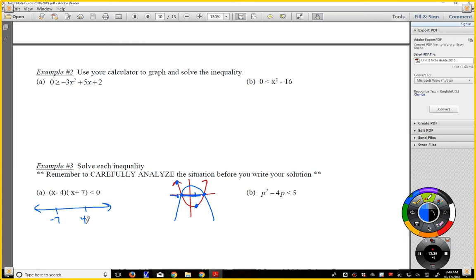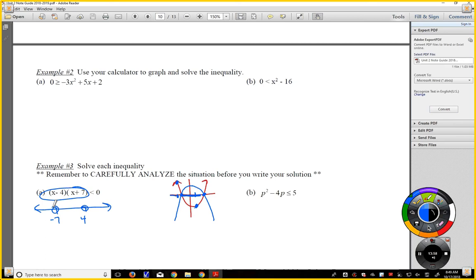4 and negative 7 are the values of x that make this equal to 0. Is being equal to 0 part of the solution of this inequality? No. So these are really important points for me to look at, but I do not want to include them in my solution. So if I were going to mark them on the number line, I mark them with open points, telling myself these are super pivotal. I want to look at each side of them, but I don't want to include them because it didn't say it could be equal to 0 in this inequality.